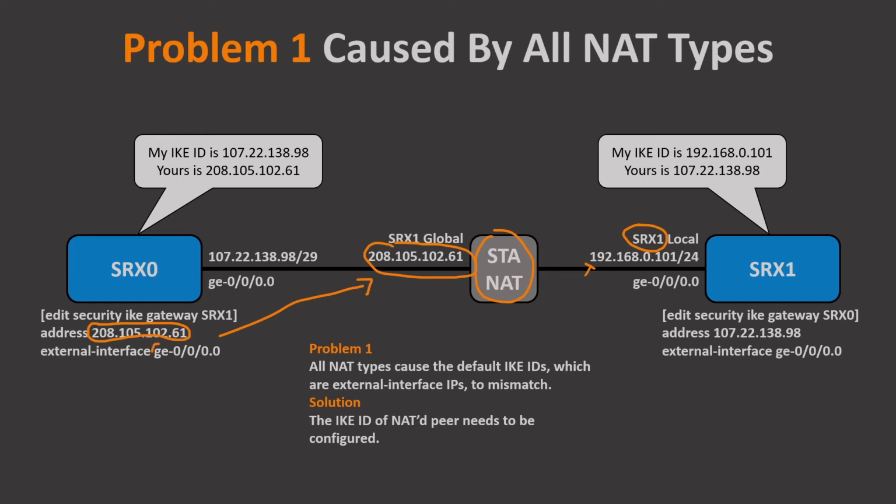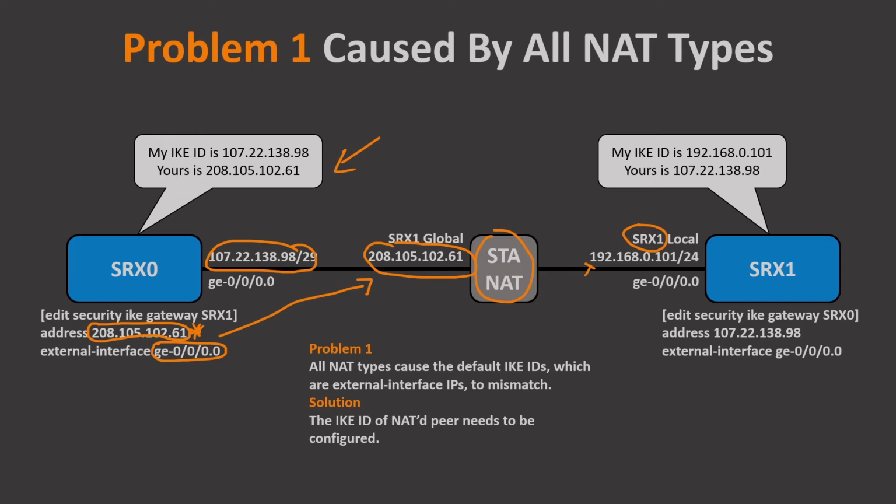The second thing you'll see is that he has his external interface configured. These two spots in the config is where SRX 0 derives what the local and remote IKE ID should be. He thinks his local IKE ID should be the IP address on his external interface, and he thinks the remote IKE ID should be the peer IP. And so that's why up here we have SRX 0 saying my IKE ID is the 138.98 IP and yours should be the 102.61 IP.